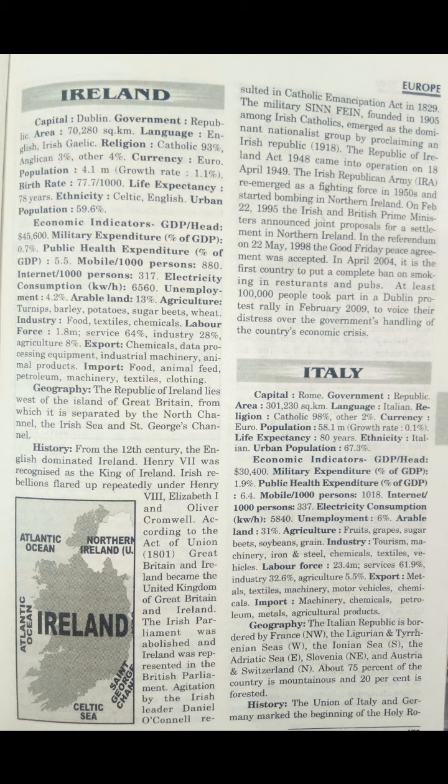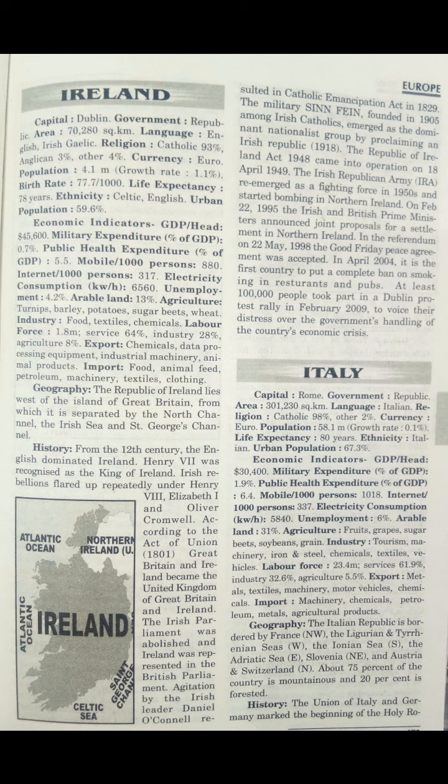In April 2004, it is the first country to put a complete ban on smoking in restaurants and pubs. At least 100,000 people took part in a Dublin protest rally in February 2009 to voice their distress over the government's handling of the country's economic crisis.